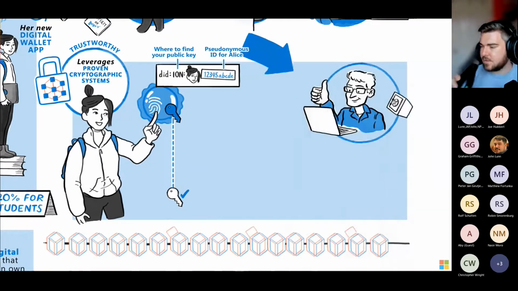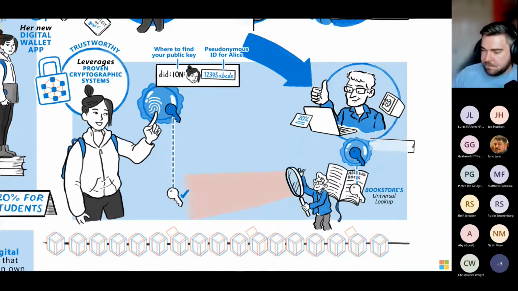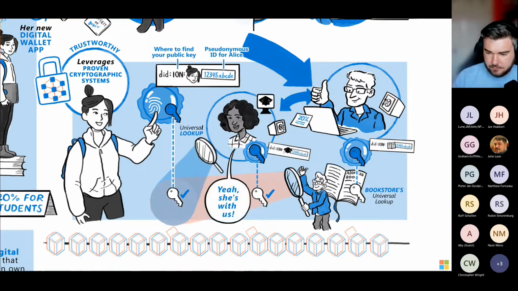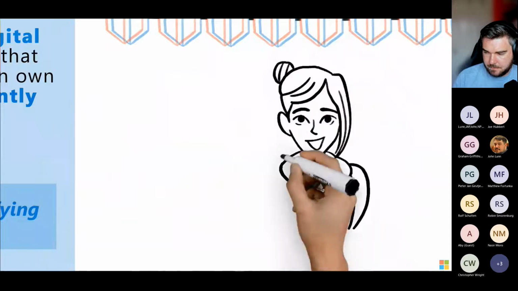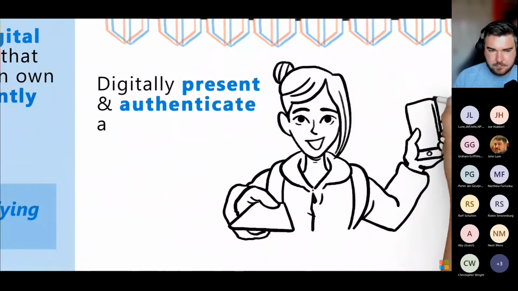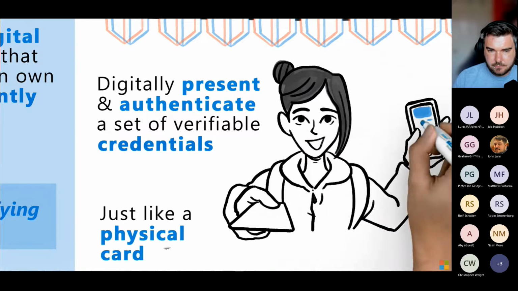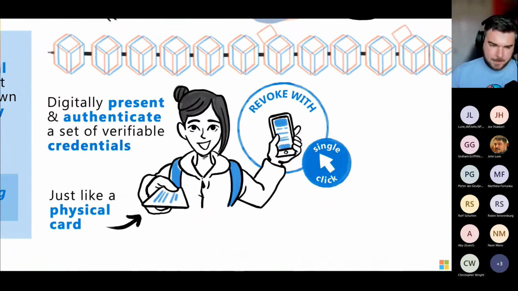Alice can present her digital student ID card to a bookstore, and before granting a discount, the bookstore can confirm that the university issued the card to Alice. This experience mimics what Alice does today. She can digitally present and authenticate a set of verifiable credentials just as she would present a physical card. And she can revoke them with a single click, just as she would return a card to her wallet.